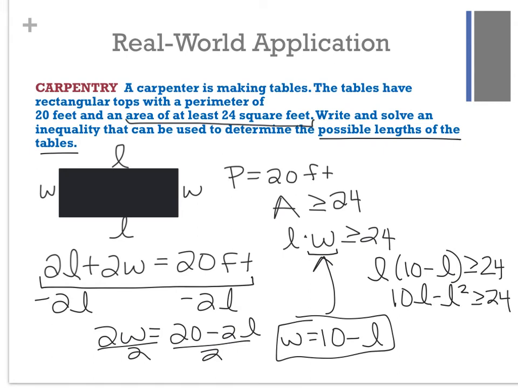So I'm going to move the 24 over. Actually, I'm going to move these terms to the other side. And I'm going to get 0 is greater than or equal to L squared minus 10L plus 24. Again, I subtracted 10L and added L squared to both sides of the inequality. And basically, we're looking for where that quadratic is less than or equal to 0. So I'm going to go ahead and graph that quadratic and solve it like I did in the previous examples.